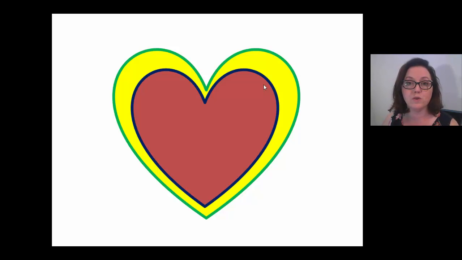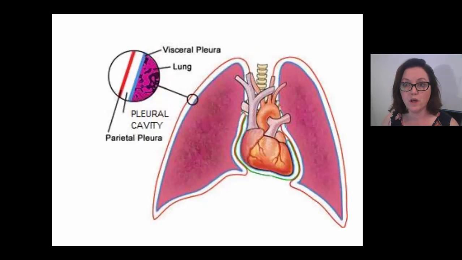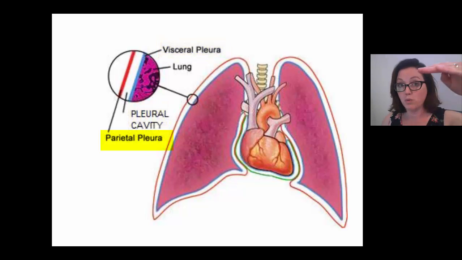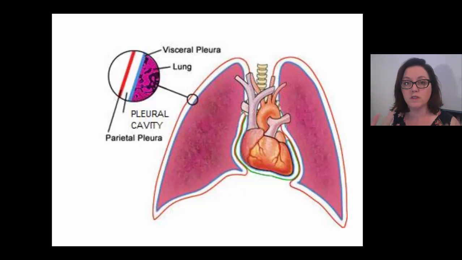This is true not only for the heart, but also for the pleurae, which are the serous membranes that enclose the lungs. When we look at the lungs, we see a visceral layer of the membrane called the visceral pleura. Then there's a space called the pleural cavity, and then there's the parietal pleura. So you have that visceral, cavity, parietal system again enclosing the lungs. The lungs are not in the pleural cavities, but they are surrounded by them.